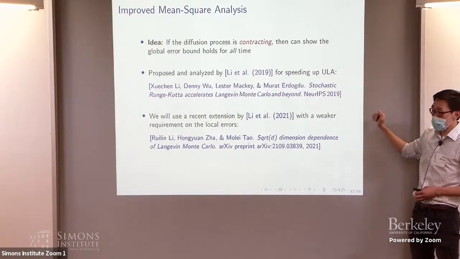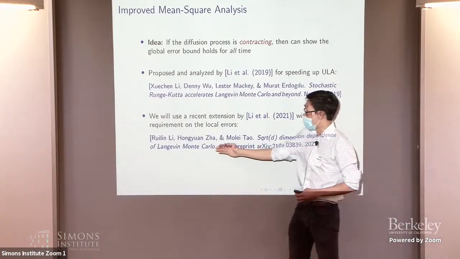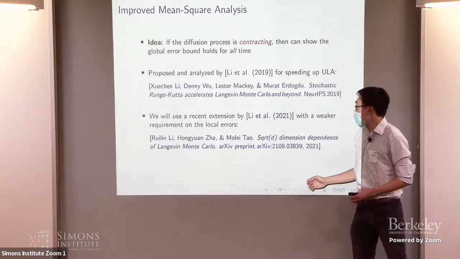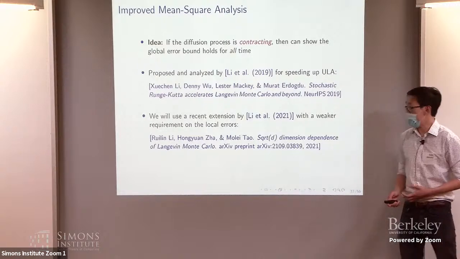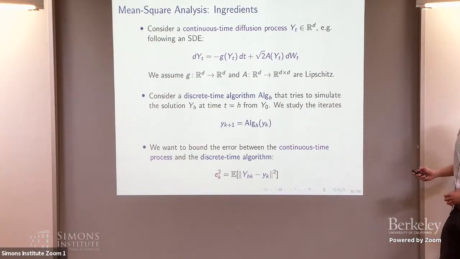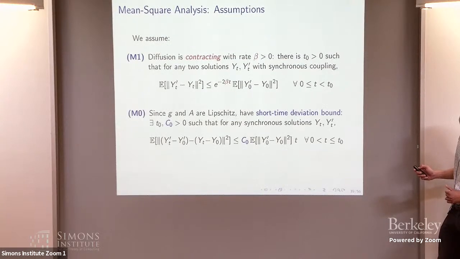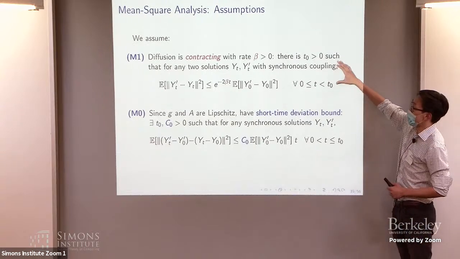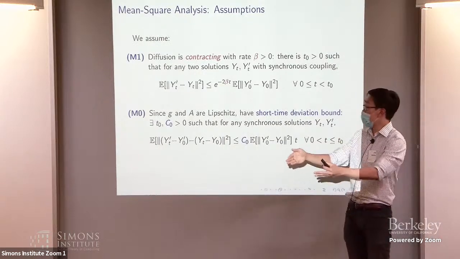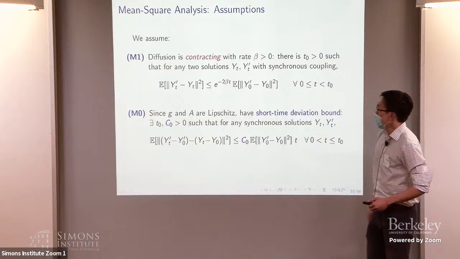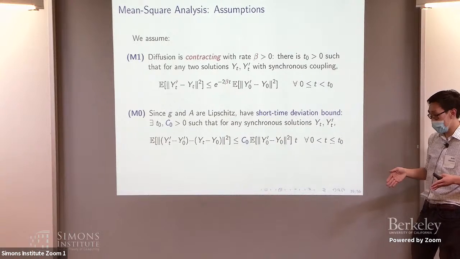But for this talk and our work, we will use a more recent extension by Ruilin Li, Hongyuan Zha, and Molei Tao, which has slightly weaker requirements on the error that allows us to apply this to the algorithm. So let me skip the setup, but the assumption is the following: in continuous time, we assume the process is contracting. If you take any two synchronous solutions and let them run, they have to converge exponentially fast. And furthermore, the diffusion has what's called a deviation bound, that in short time, they cannot deviate too much.